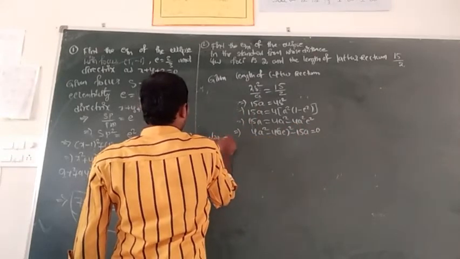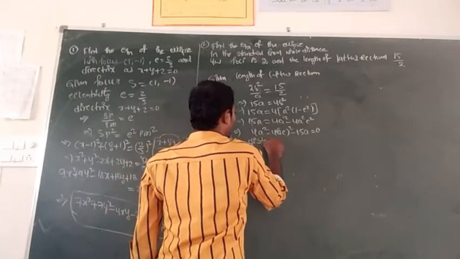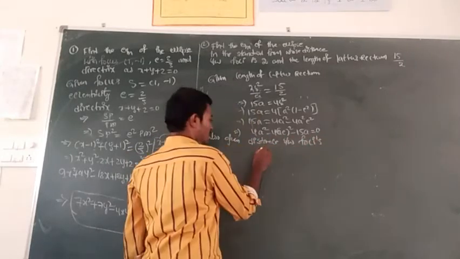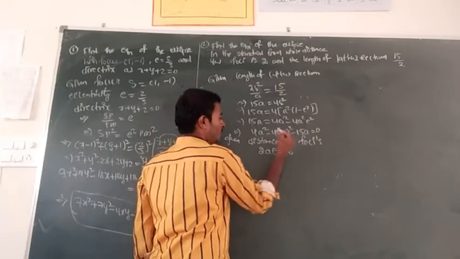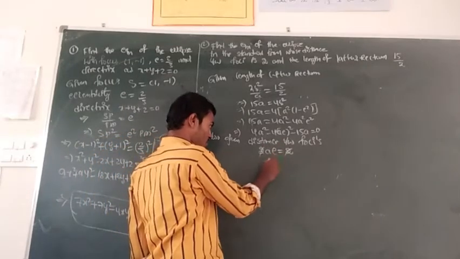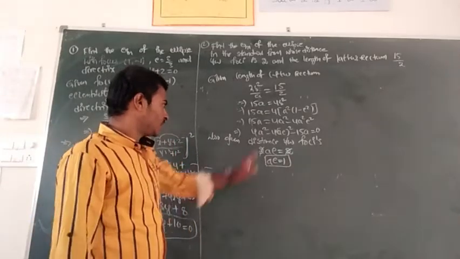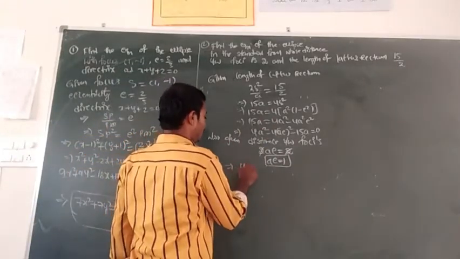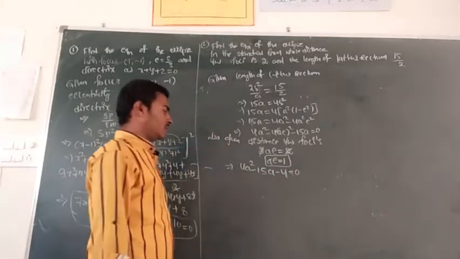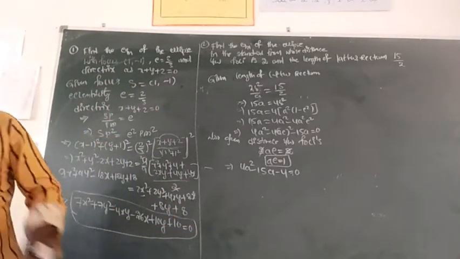Now also given, the distance between the foci, that is 2ae equal to 2. So ae equal to 1. Now substitute the a value in the above equation, and we get 4a square minus 15a minus 4 equal to 0.